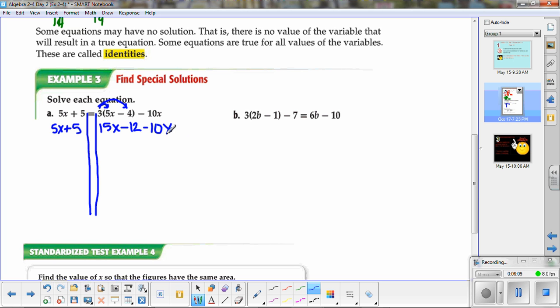Now, before we actually continue to solve this, we can simplify this side because 15x and a negative 10x can be put together. 15x plus a negative 10x is 5x. So that side really is 5x minus 12. And on the other side, we have 5x plus 5. Now we have variables on both sides, so I'm going to go ahead and get rid of the 5x.